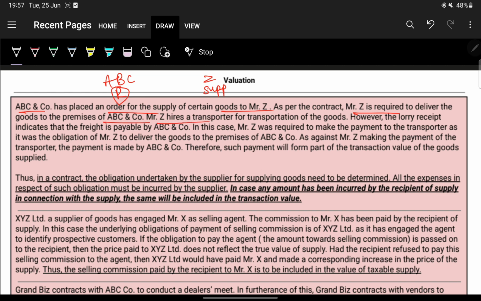Okay, so Mr. Z hires a transporter for the transportation. However, the lorry receipt indicates that the freight is payable by A, B, C and Co. Basically, Z appoints a transporter, right? Z asks this transporter to transport goods to ABC, and ABC has to pay the transporter on behalf of Z.